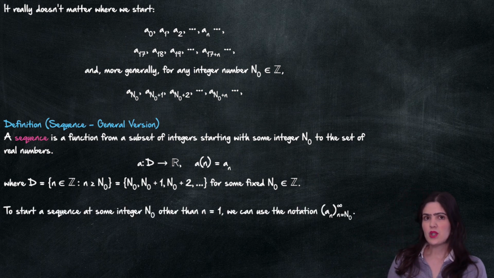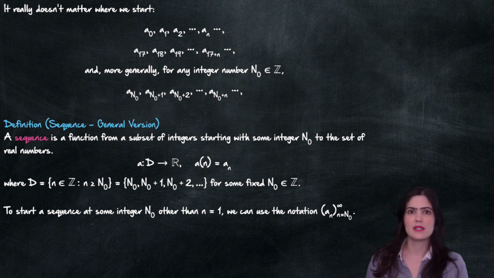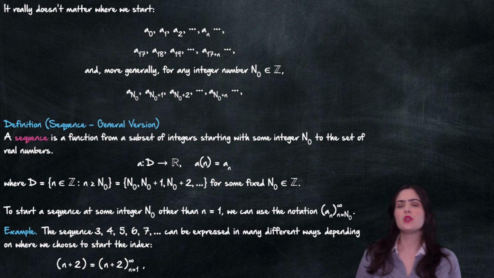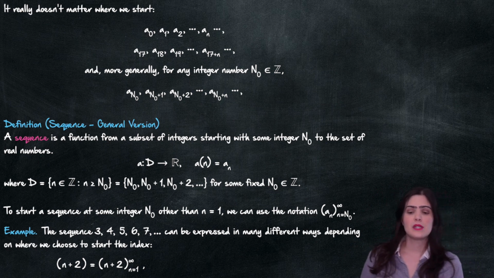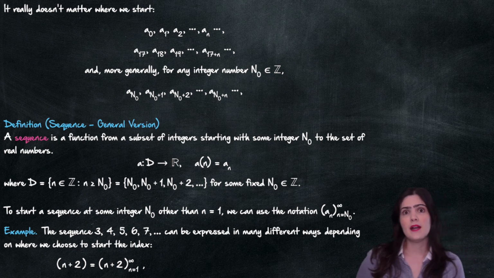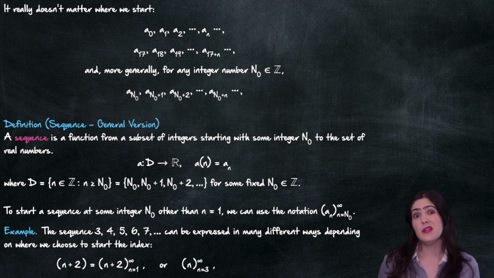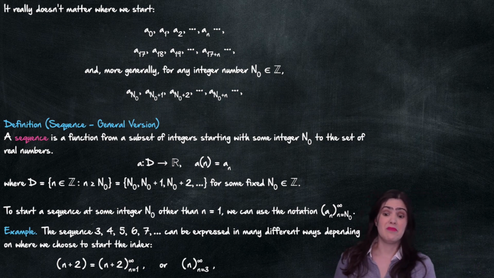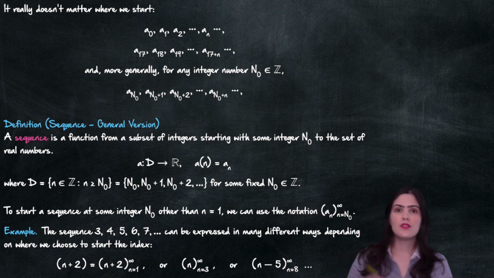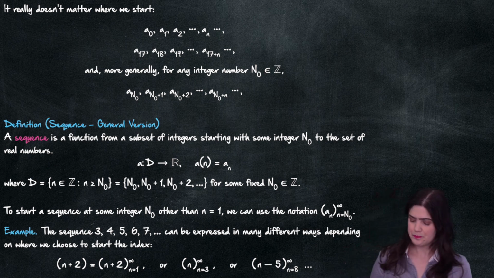To start a sequence from some other integer, we can denote it by indicating the starting point. So the sequence a sub n from n equals n0 to infinity. Here, an example: you have the sequence 3, 4, 5, 6, 7. I can start it from n equals 1, and then it would look like n plus 2. But I can start it from n equals 3, and then it would be just n. And if I want to start it from n equals 8, then it would look like n minus 5. So these are just different ways of writing the same sequence with different starting points.